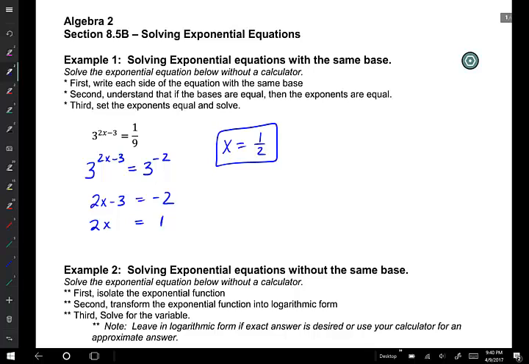Okay, so as we look at these, we're going to kind of play with the different numbers in different ways and try to work these through. Let's look at our next one.